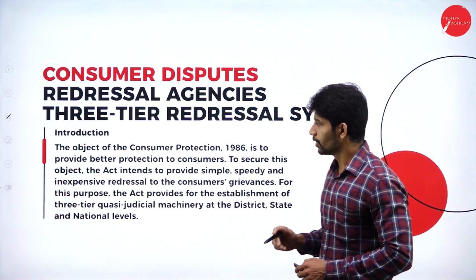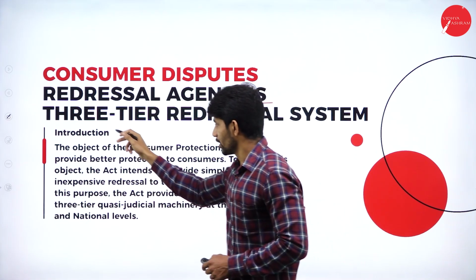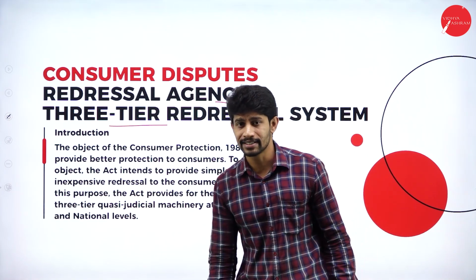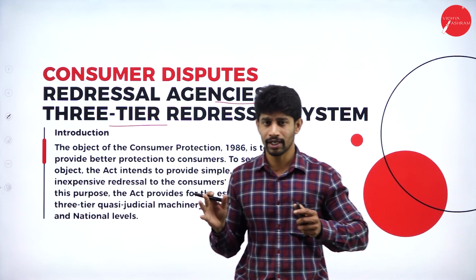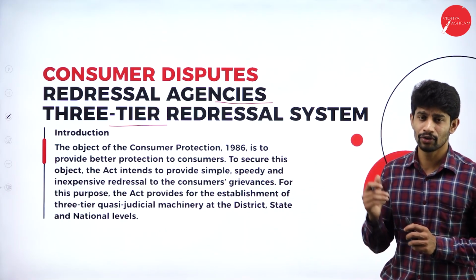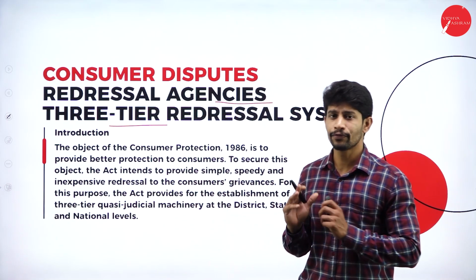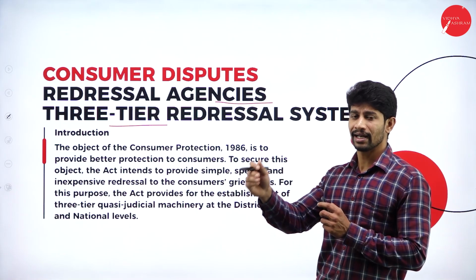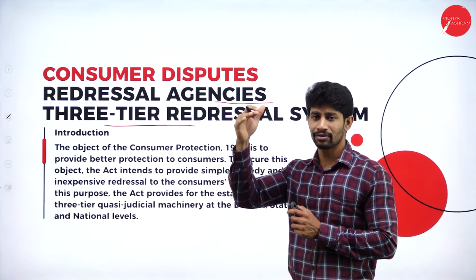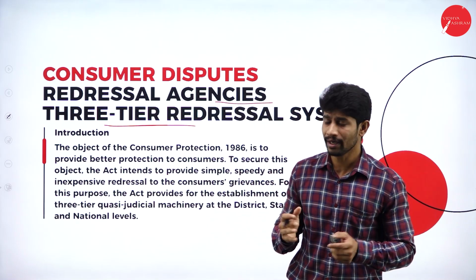Moving further, consumer dispute redressal agencies or the 3-tier redressal system. That means if there are any consumer disputes in a particular district, state or at the national level, to redress or solve those consumer disputes, we have a few agencies. Those agencies are there in 3 stages, that is why it is called the 3-tier redressal system. That means we have 3 stages to solve consumer problems or consumer disputes.